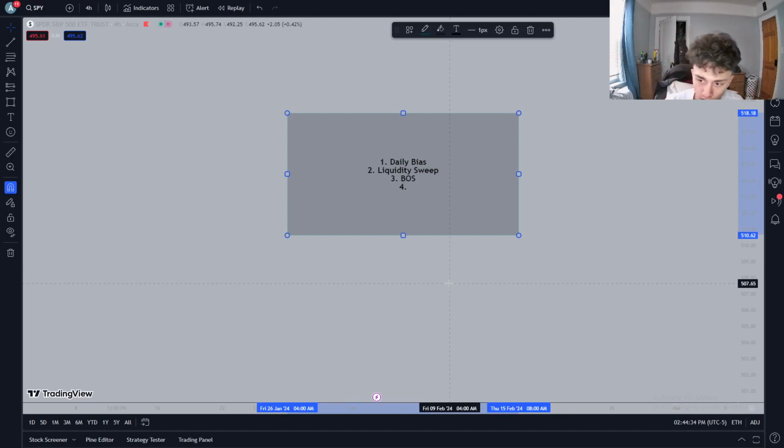Next is a break of structure. It's pretty self-explanatory. Break of structure just supports where the price is going. So if you get a liquidity sweep and then it breaks structure to the side where you want it to go, it pretty much just supports the bias.